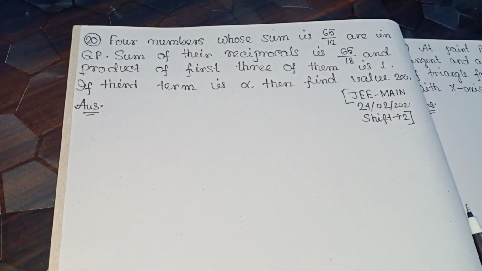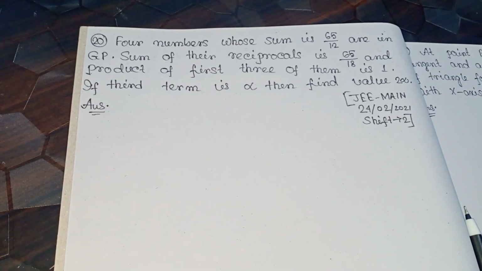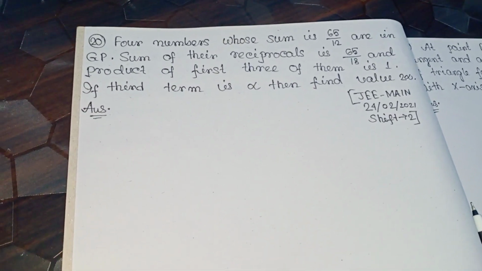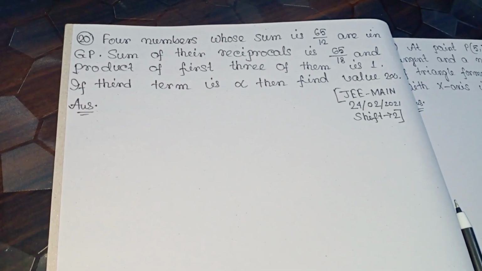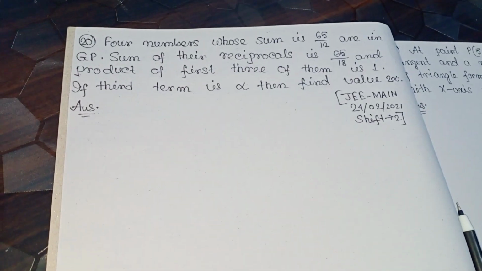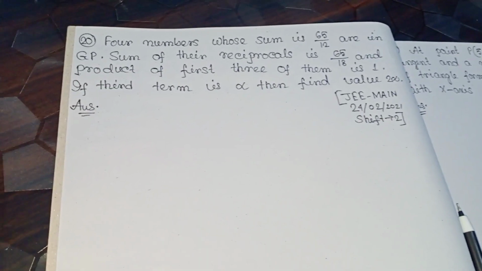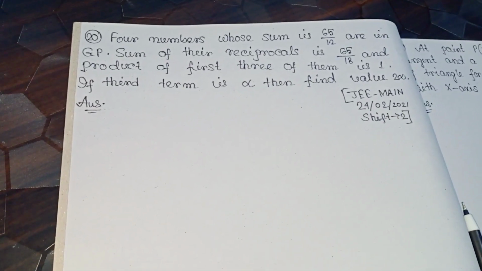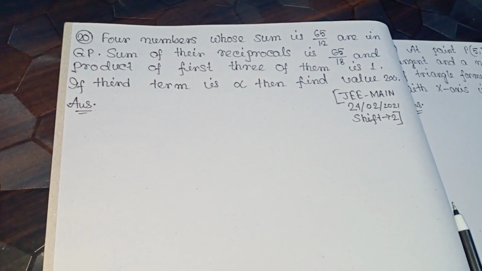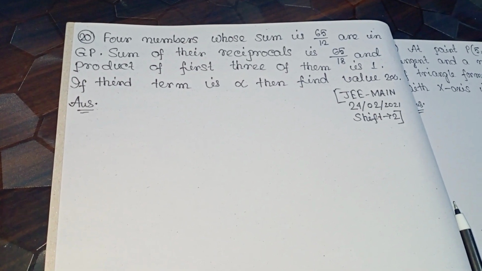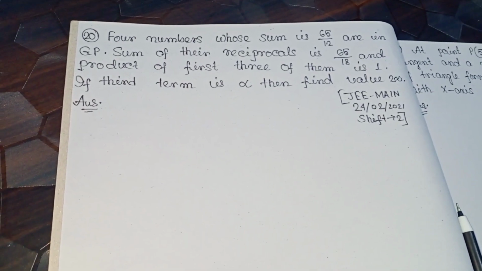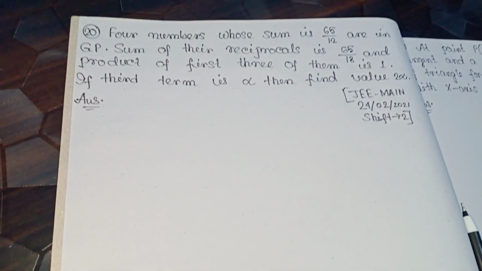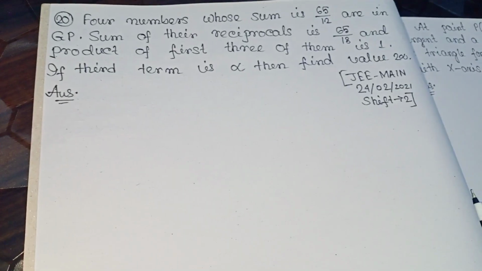Today we solve JEE Main Shift 2, 24th of February 2021 question. Question number 20. It's a memory based question and the question is on GP. Four numbers whose sum is 65 by 12 are in GP. Sum of their reciprocals is 65 by 18 and product of first three of them is 1. If third term is alpha, then find the value of 2 alpha.